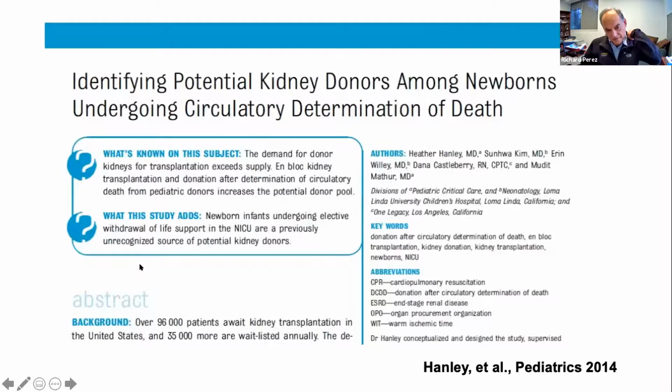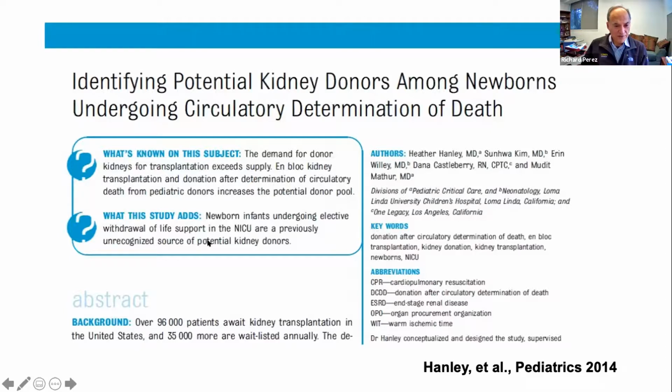So how much is that opportunity? That's been studied many times. This is looking at a neonatal ICU, the Loma Linda neonatal ICU, and they looked at their experience, their protocol, their deaths in their ICU, and they concluded that their ICU and most level 3 ICUs would have on the average of 2 to 4 DCD donor kidneys in their ICU per year.